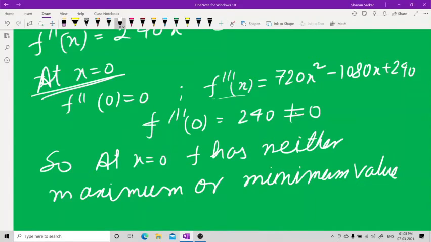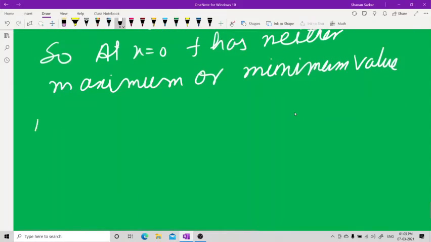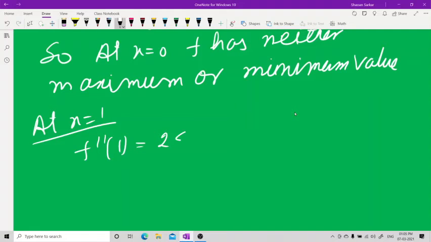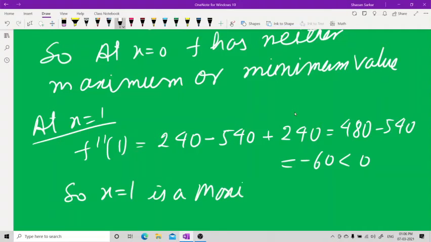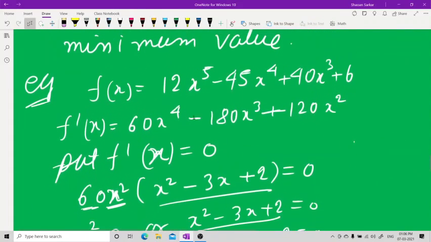Now at x equal to 1, check for x equal to 1. At x equal to 1, f double dash 1 is 240 minus 540 plus 240. This is nothing but 480 minus 540, this is nothing but minus 60, and this is less than 0. So x equal to 1 is a maxima, and f(1) equals 12 minus 45. मैं 1 की वैल्यू यहाँ पे पुट कर रहा हूँ इस वाले इक्वेशन पे, मैक्सिमम वैल्यू निकालने के लिए. I am putting the value of 1 here to find the maximum value.